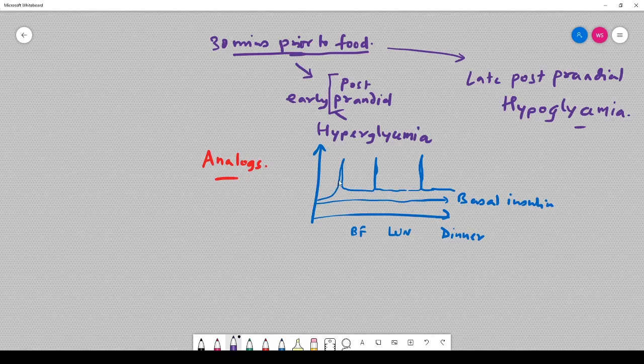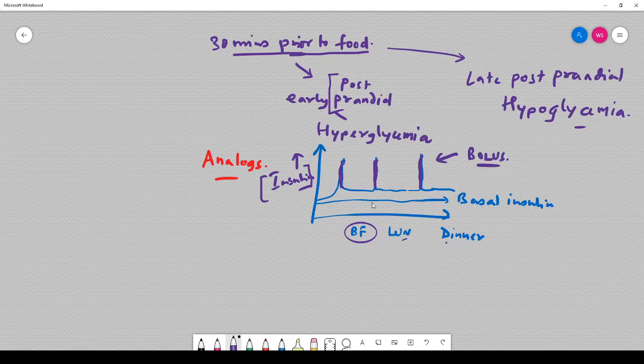So, in a normal person, before a person starts breakfast, what will happen? There is an increased amount of insulin. The x-axis shows increased concentration of insulin. So before breakfast, there is a spike in insulin. Before lunch, there is a spike in insulin. And before dinner, there is a spike in insulin. Okay, so this is called bolus.